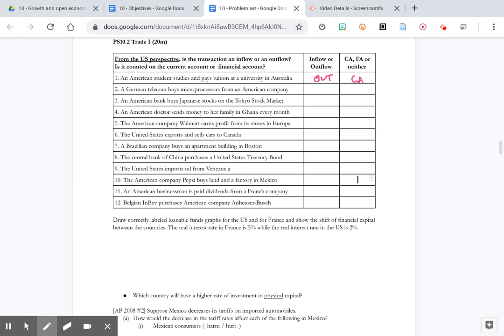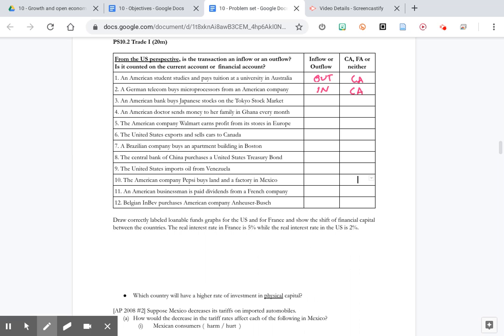Number two, a German telecommunications company buys microprocessors from an American company. So in this case, again, we're thinking about it from an American perspective. The American company is receiving the money, right? That's the important part: inflow and outflow is about the money. So the money is flowing into the United States, and because it's a good or a service, it's the current account.